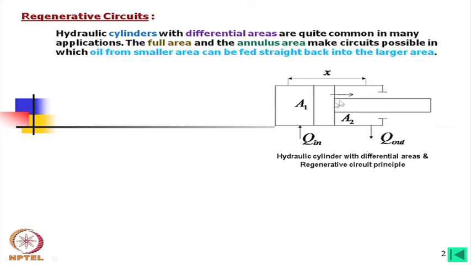This means that we can mix this oil with the oil in the larger area. You will find that mixing in the other way is not possible. We can mix only in this way, and that obviously increases the speed of the piston.